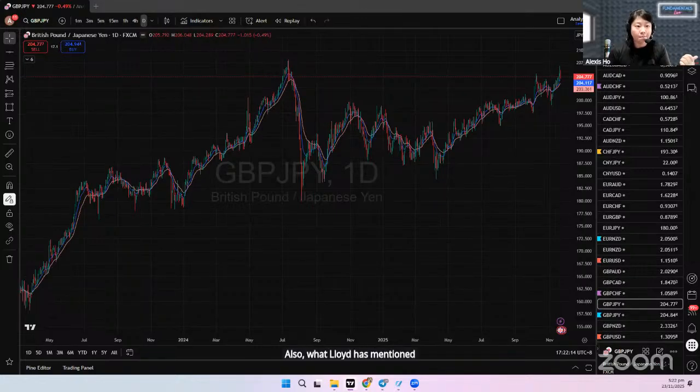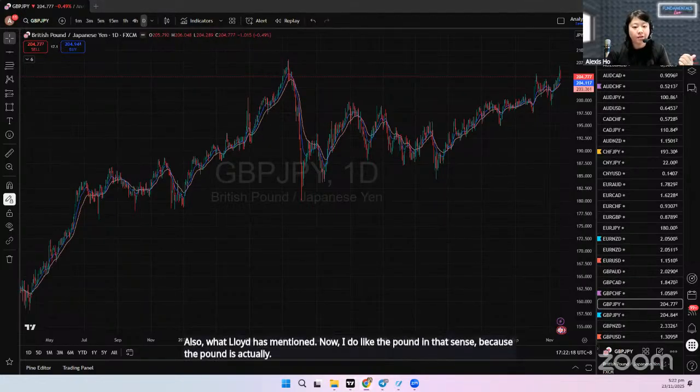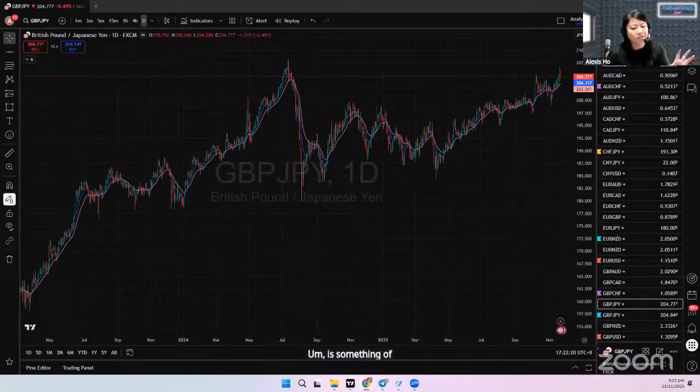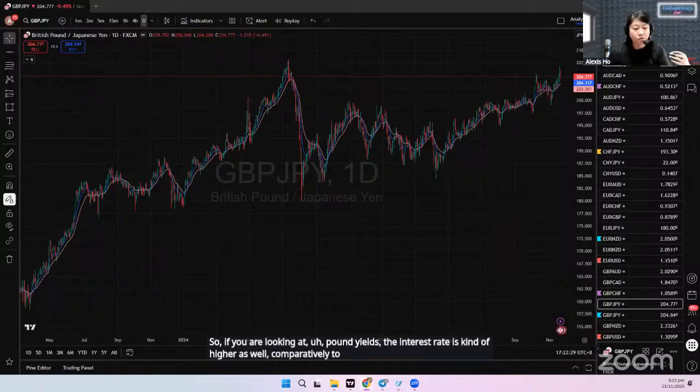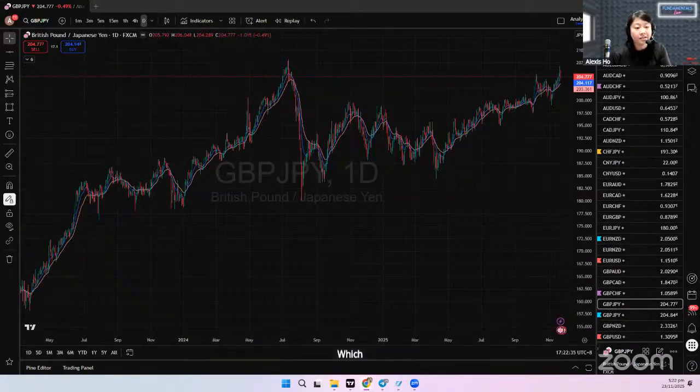Now, I do like the pound in that sense because the pound is actually something of a risk-on currency in terms of sentiment. So if you're looking at pound yields, the interest rates is kind of higher as well comparatively to the rest of the economy. So pound interest rates is currently at about 4%, which is exactly the same as the US at this point. So also very good for carry trades.